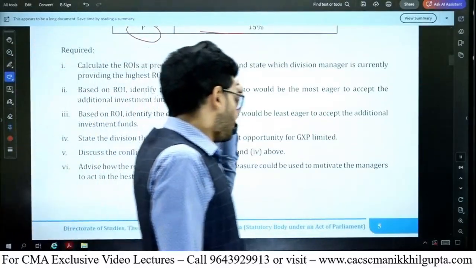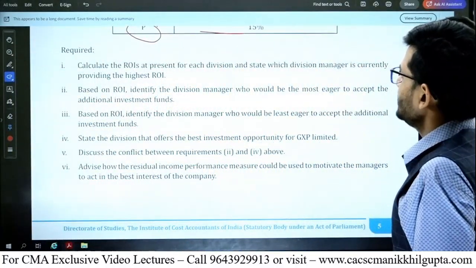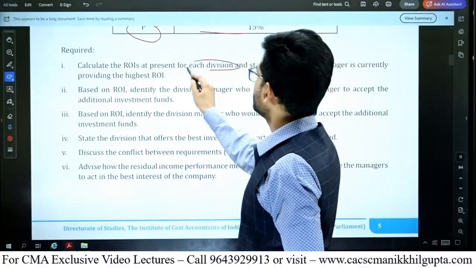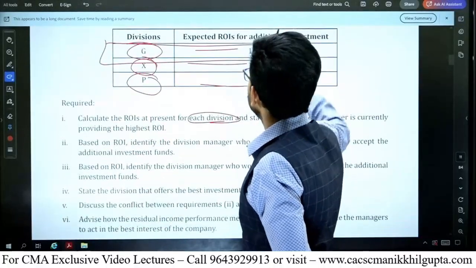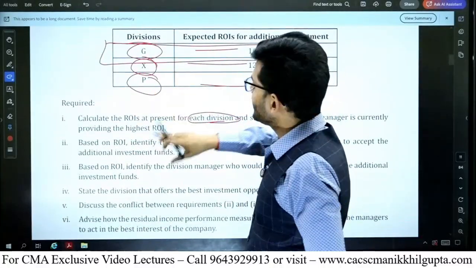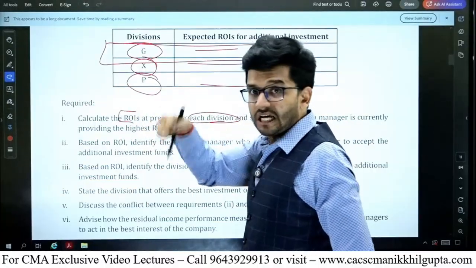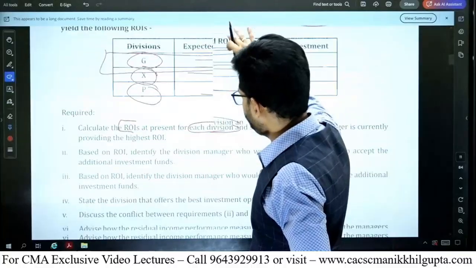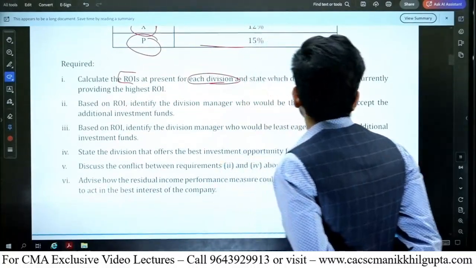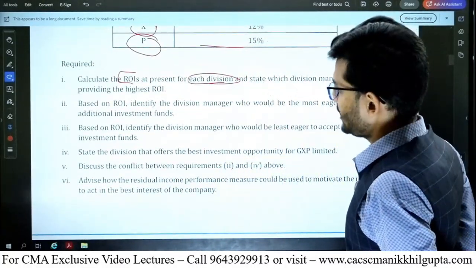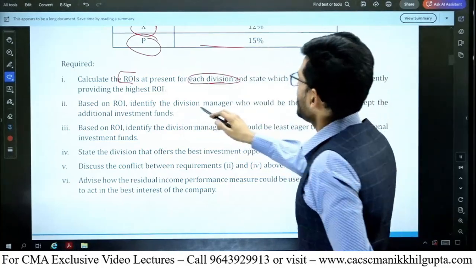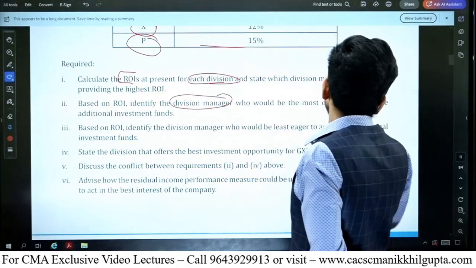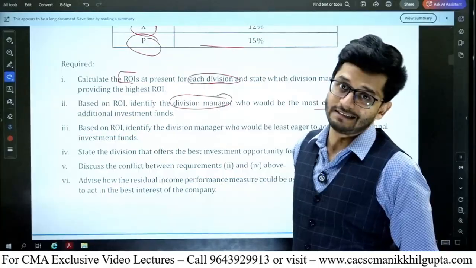Now these are the 6 asks which the question has. Calculate the ROIs at present for each division. So what is the existing ROI? These are the future, expected ROIs. The question requires you to calculate the current ROIs, which will be calculated using this data. State which division manager is currently providing the highest ROI. So current ROI is to be compared. Based on ROI, identify the division manager who would be the most eager to accept the additional investment funds.